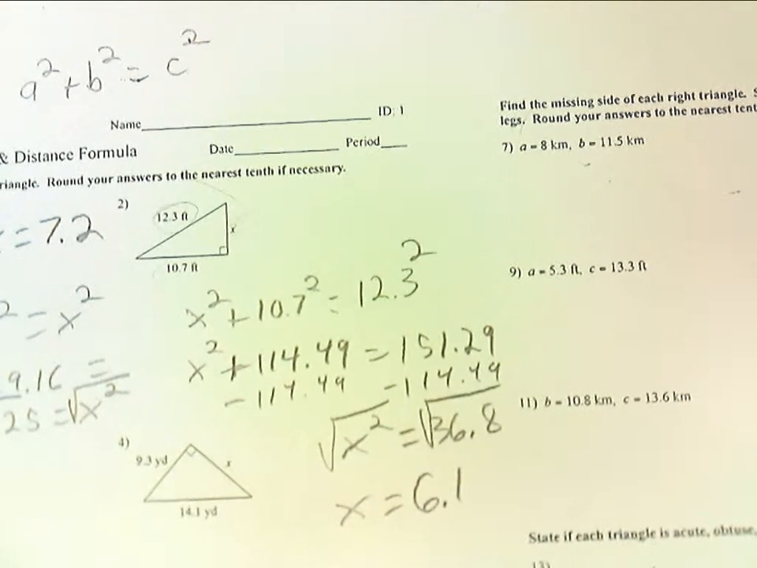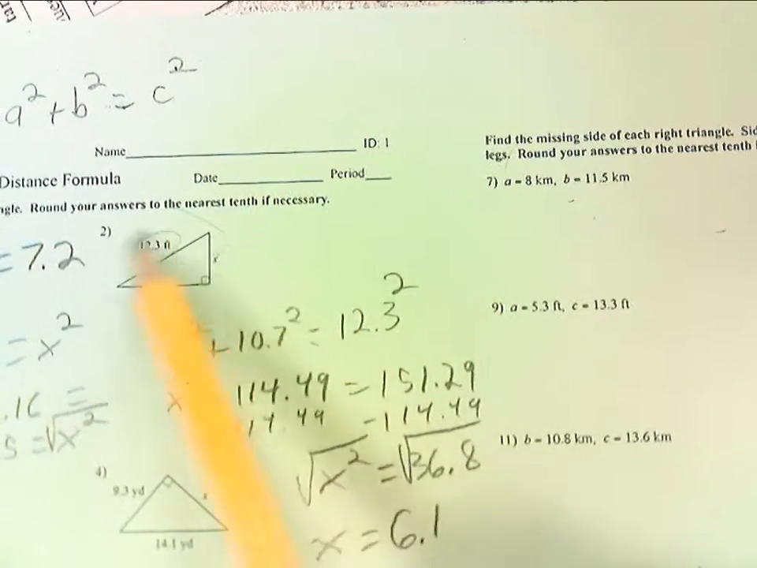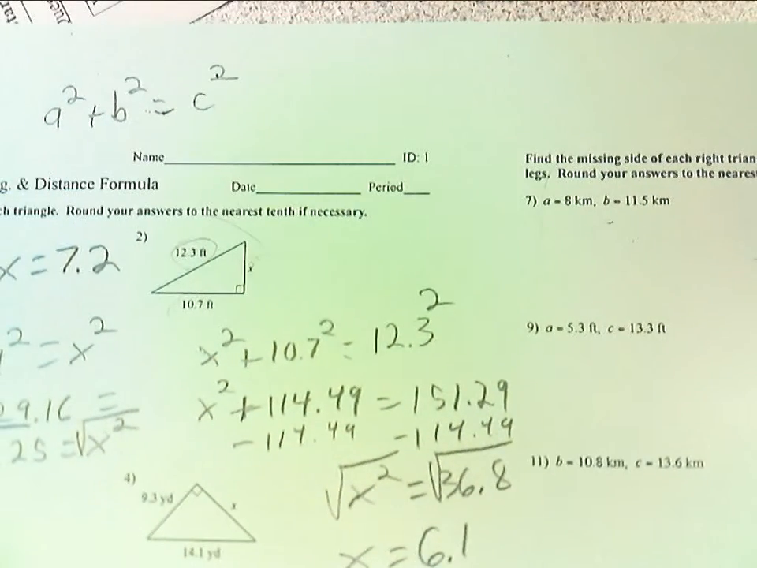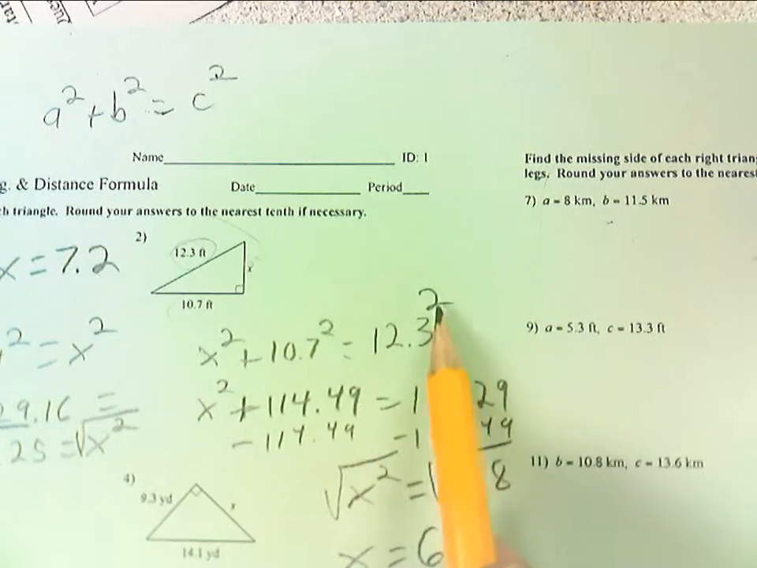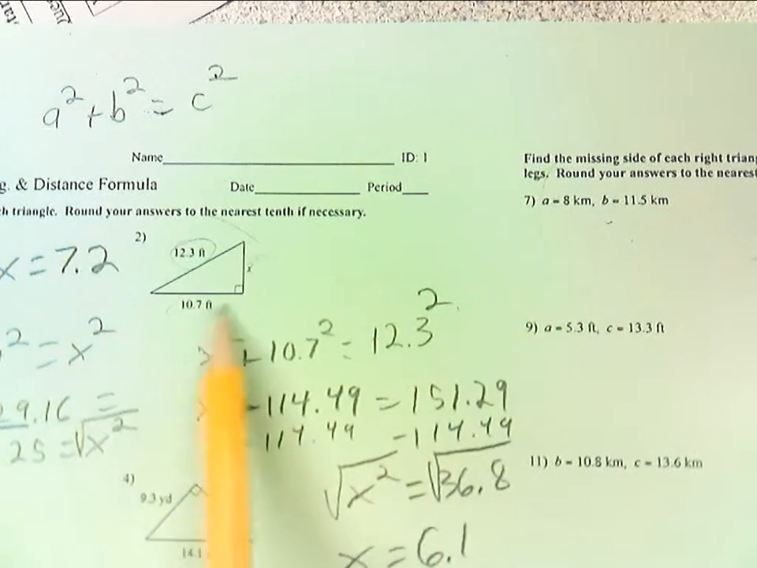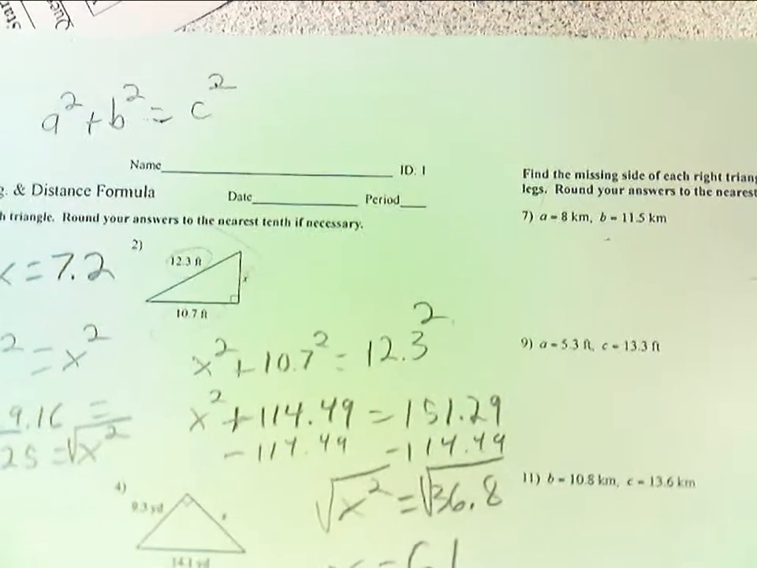Okay, and that's all you're basically doing. You're going to identify the longest side of the triangle, and that's what you're going to set these equations equal to. The other two sides, you add them together and square them.